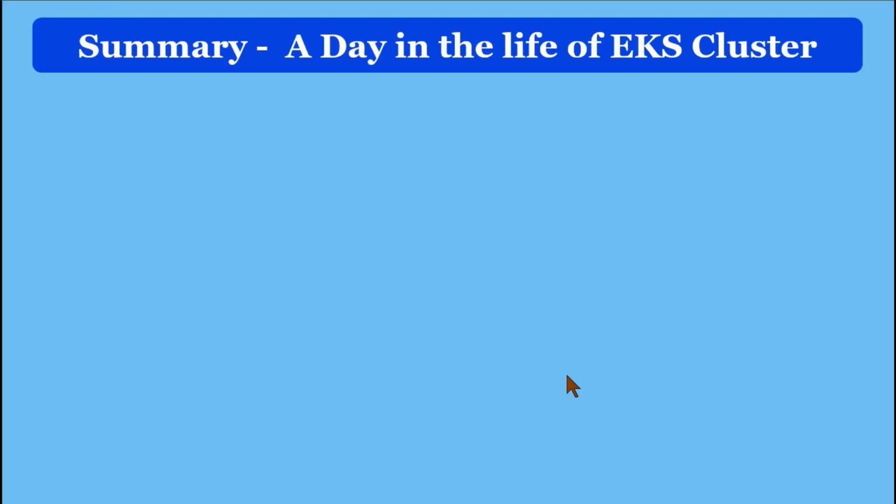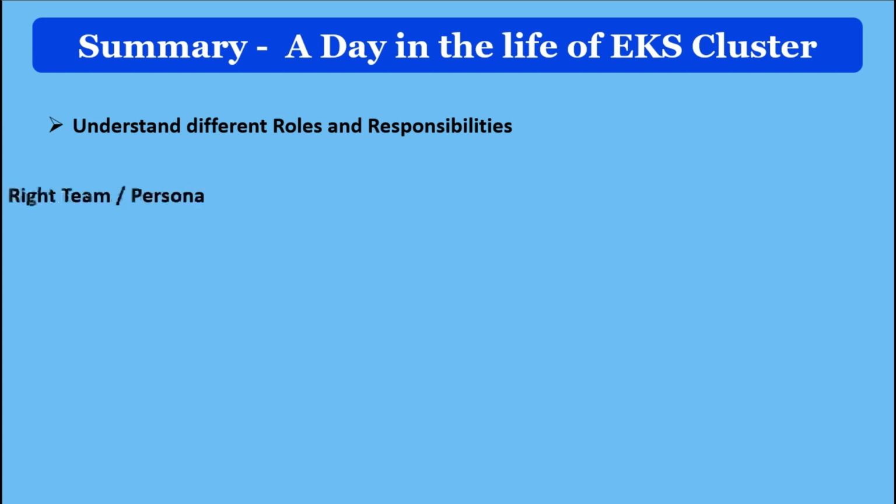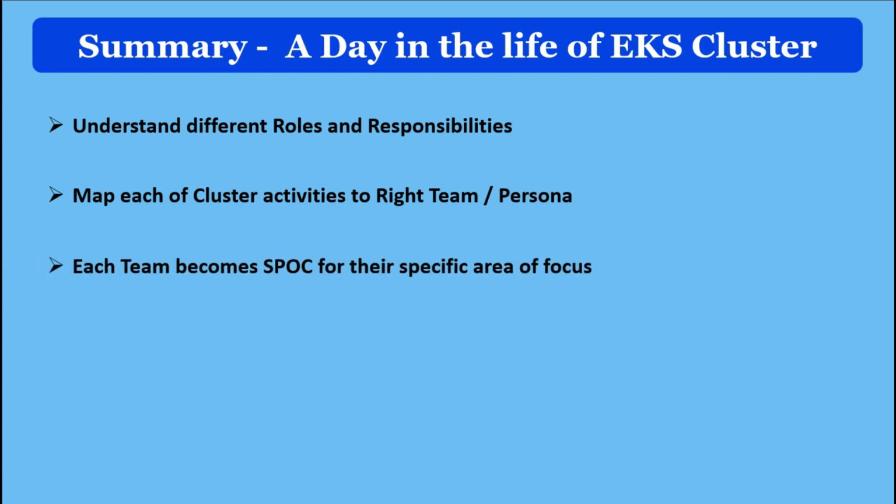Now let us look at the summary for the day in the life of an Amazon EKS cluster. Right. So let's first understand the different roles and different personas and their responsibilities. That's very important because every team needs to take the accountability for a certain aspect of the operation of the cluster. So it's important that we assign the right set of activities to the right team and the right persona. Otherwise, Kubernetes is such a complex technology that one team will not be able to manage every aspect of the cluster. So it's good that every team owns a piece of that operation.